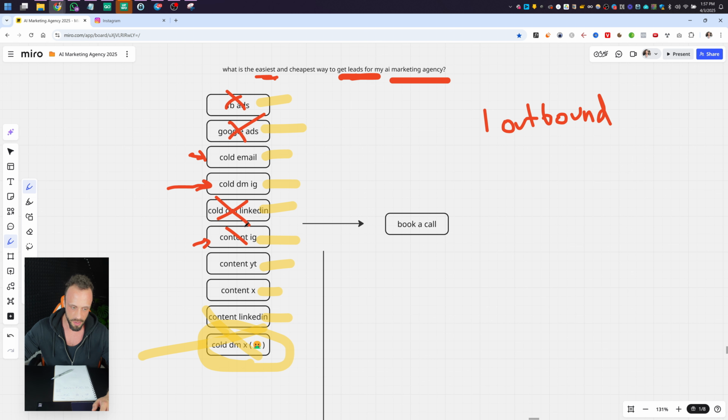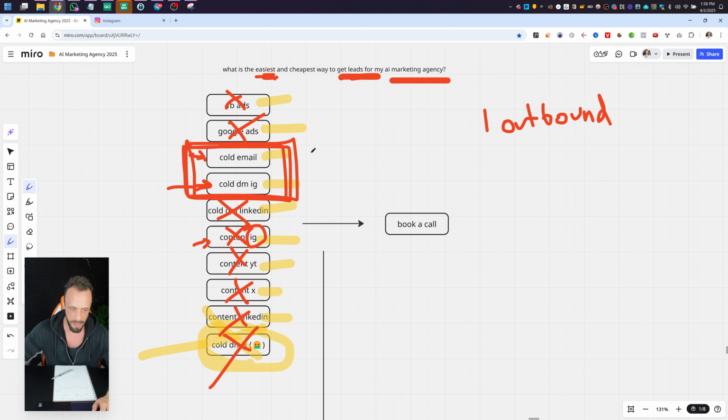So content Instagram is out because it's not the easiest way right now. Sorry, content Instagram and content YouTube. Instagram is reels, things like that, but same story goes there. Content X is also out because all of this requires you to do work, and then hopefully something hits. That's not predictable. The same thing for content on LinkedIn. We're going to cross these out, and then this one's not even an option, like we said before. So it gets down to these two: cold email or cold DM on Instagram.